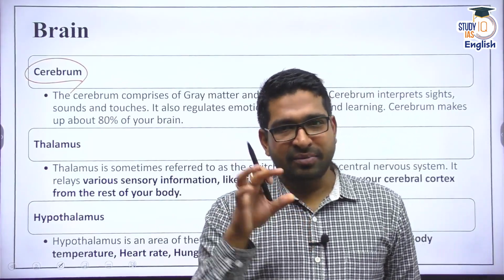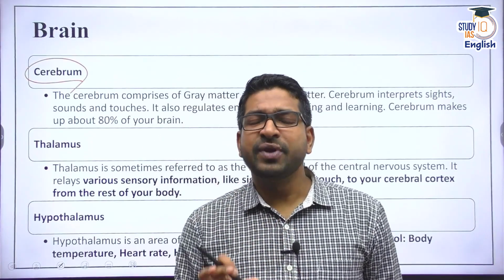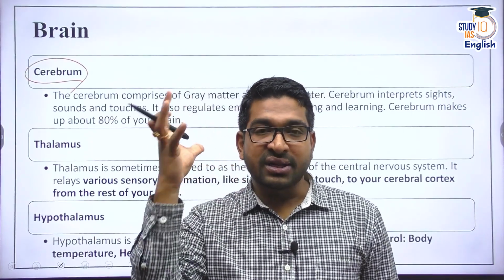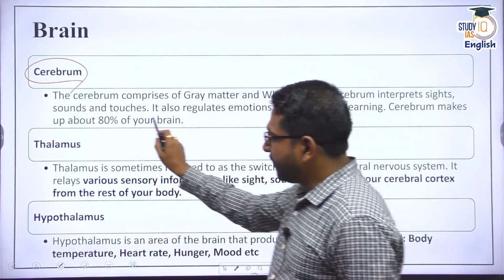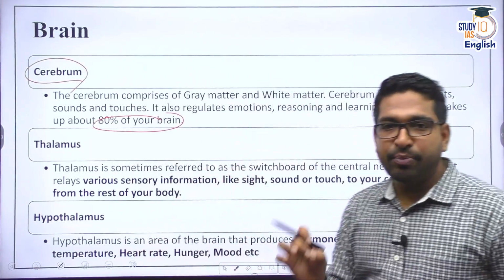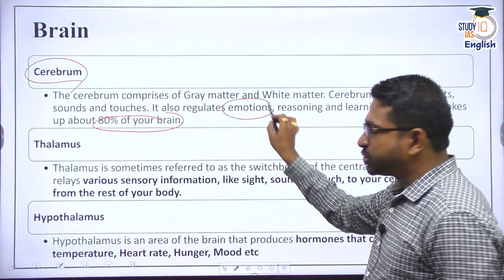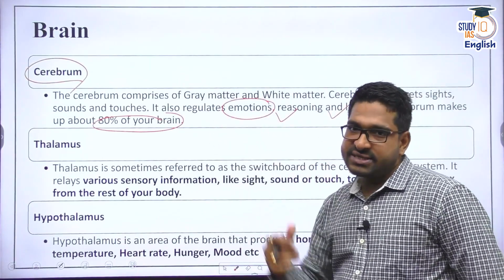And gray matter comprises nerves or neurons, and that gray matter helps us in our learning, in our reasoning, in our thinking. So 80% of our brain is the cerebrum, and it is the important part of our brain which is responsible for regulating our emotions, our reasoning, our learning, and other senses as well.